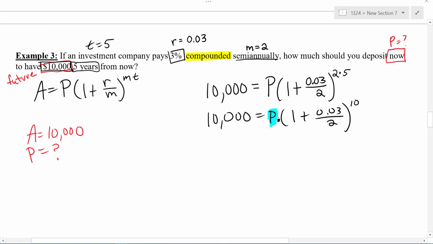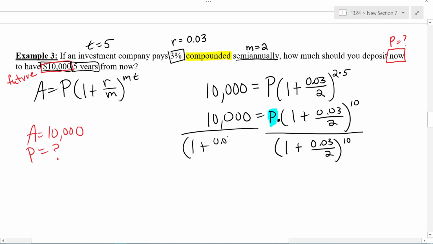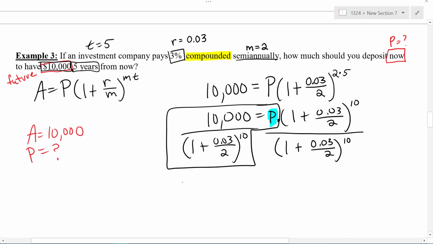Well, P is being multiplied times all of these numbers, times this entire group. So to get P by itself, I'm going to divide by everything that's being multiplied times P. So I'm going to divide both sides by the group, 1 plus 0.03 divided by 2 raised to the power of 10. So that's my value of P.